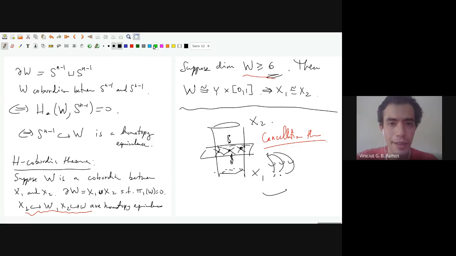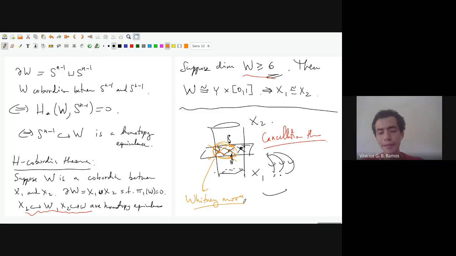And this is kind of the most important thing. If you have a pair of intersections, one positive and the other negative, you can get rid of them using something called a Whitney move. And this is the part where you need dimension greater than or equal to 6. If you have dimension greater than or equal to 6, then you will be able to find some way to cancel out these two, so that you end up with exactly one flow line, which you can cancel using the cancellation theorem from last class. That's the most important part.